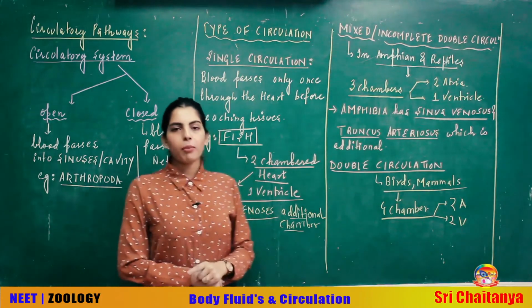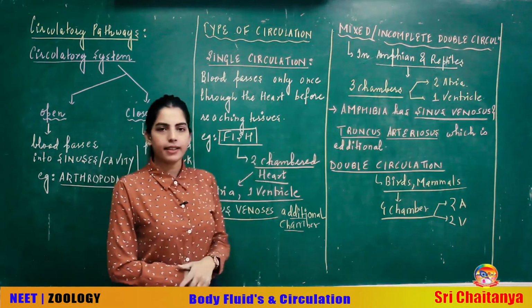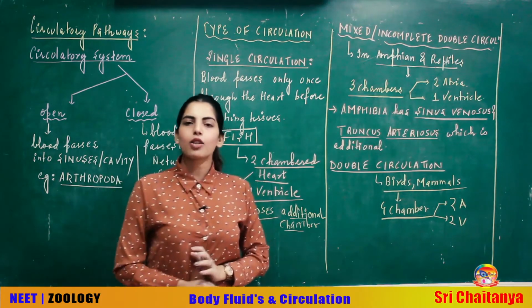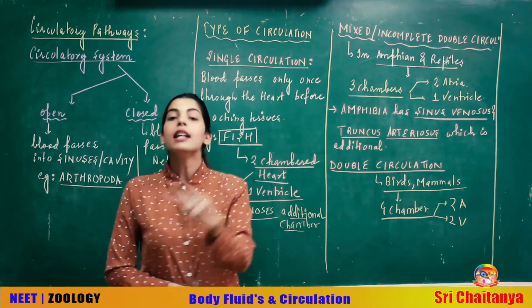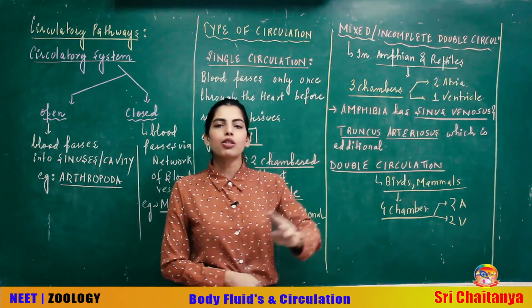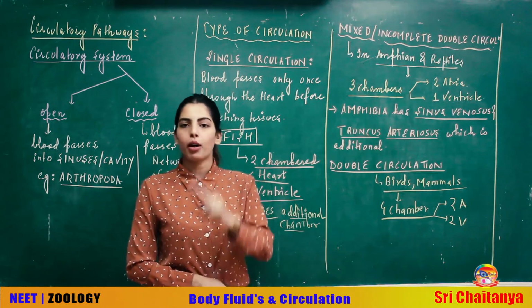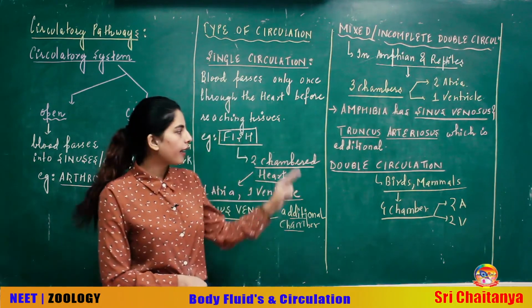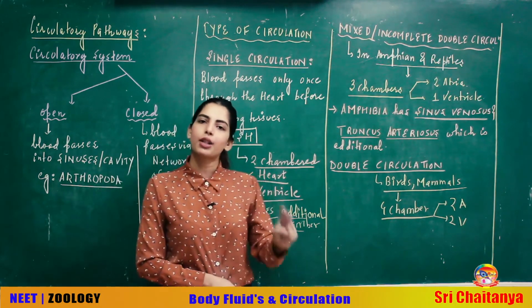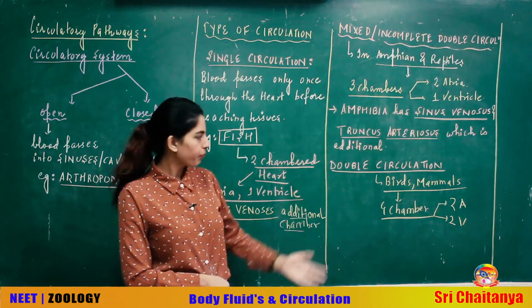There is one more piece of information I have written about amphibians. Just like the fish has a two-chambered heart and an additional chamber, the sinus venosus, amphibians also have two additional chambers: one exactly like that of fish, which is the sinus venosus, and the other is called the truncus arteriosus. So that's additional information.